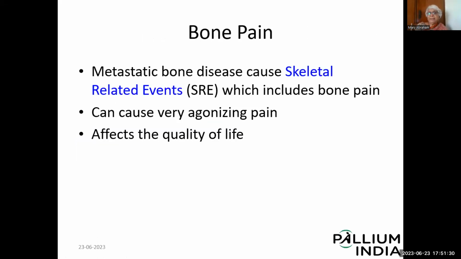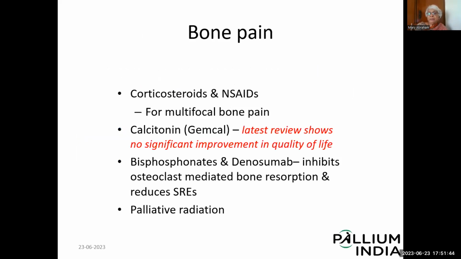Bone pain is another very important cause of cancer pain. It's because of the skeletal related events. It could be fracture, it could be the pressure that it exerts on the nerves, etc. It can cause very agonizing pain. So the various agents that we use to treat bone pain are the corticosteroids and the NSAIDs. The other is the bisphosphonates and the denosumab and palliative radiation.